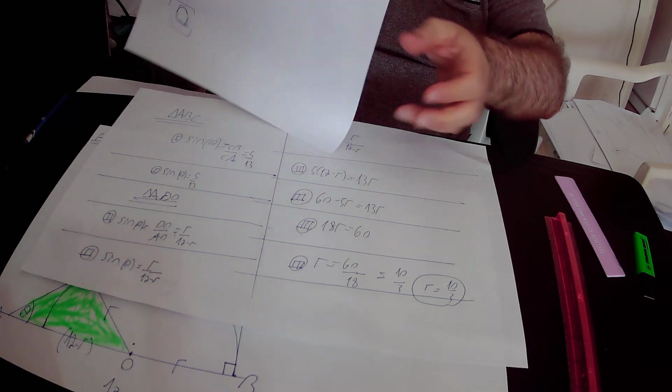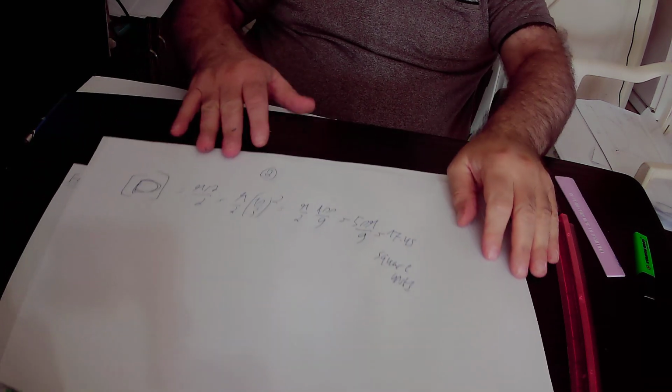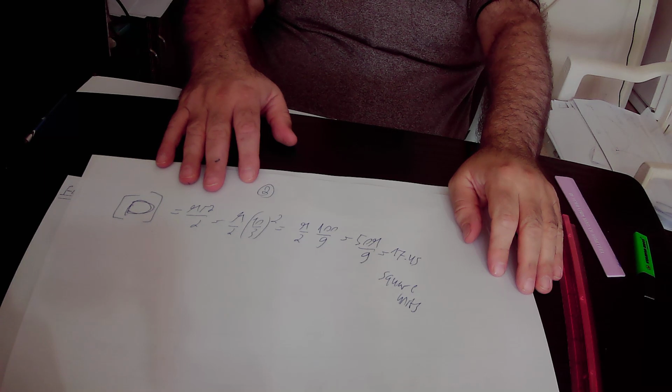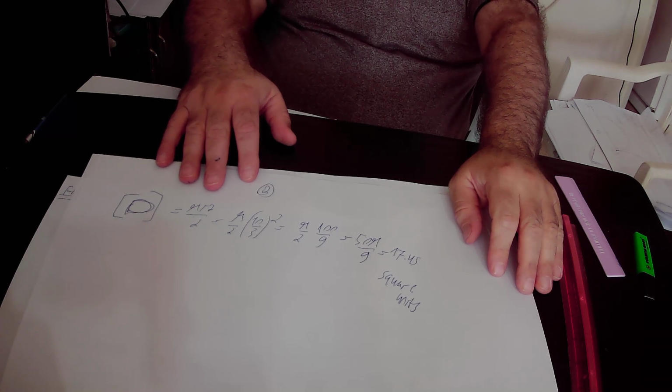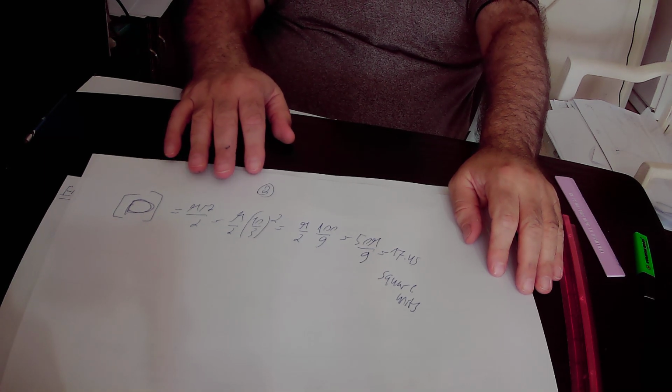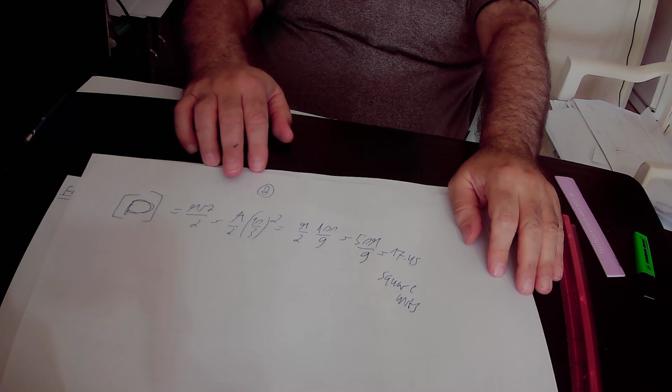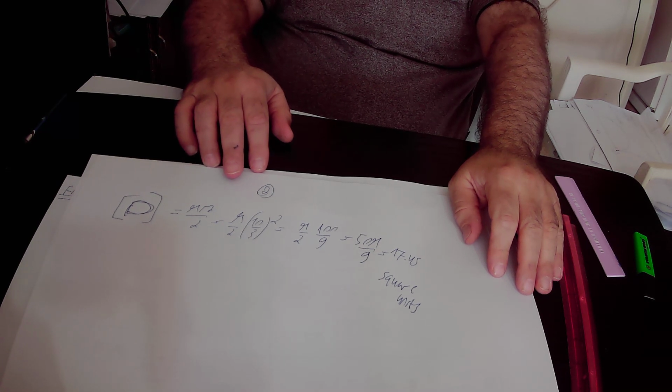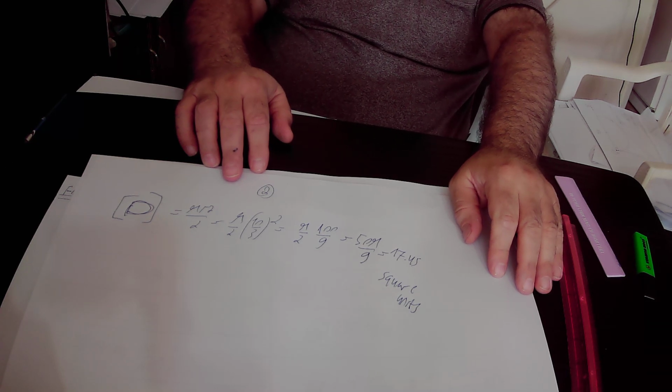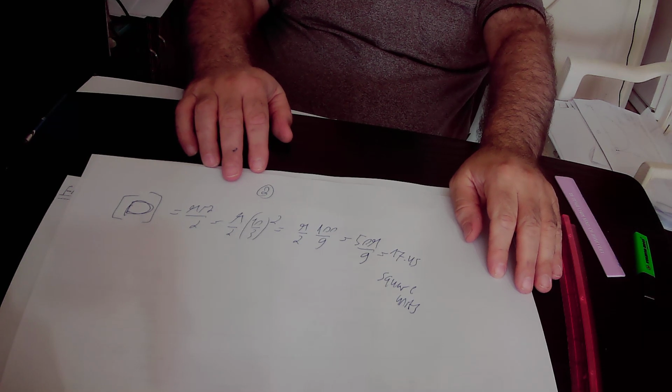And the area of the semicircle equals pi r squared over 2, and so it is pi over 2, and r is 10 over 3, and r squared is 10 over 3 squared. 10 over 3 squared is 100 over 9. So in conclusion, we found out that the area of the semicircle equals 50 pi over 9 square units, or in terms of numbers, it equals 17.45 square units.